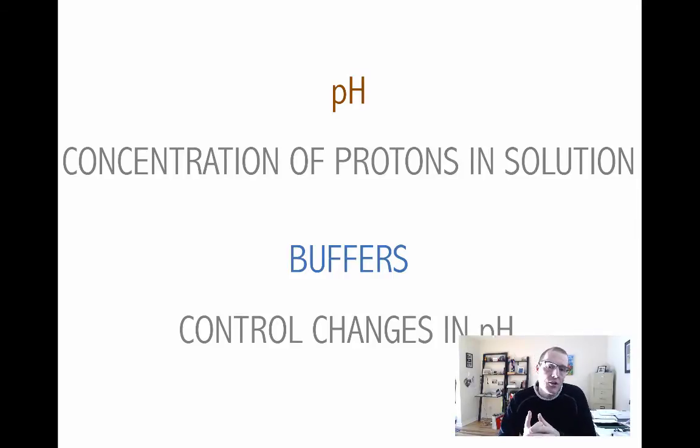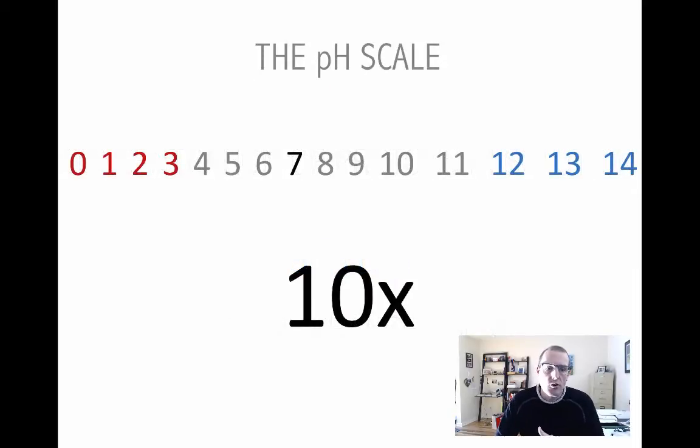And in a little bit, we'll go on to talk about buffers, and pH and buffers go hand in hand because changes in pH are not good for biological systems, and so buffers help your body control the effect of changes in pH, and so that's going to be the biologically relevant piece. But we've got to get through pH so that we can have a discussion on buffers.